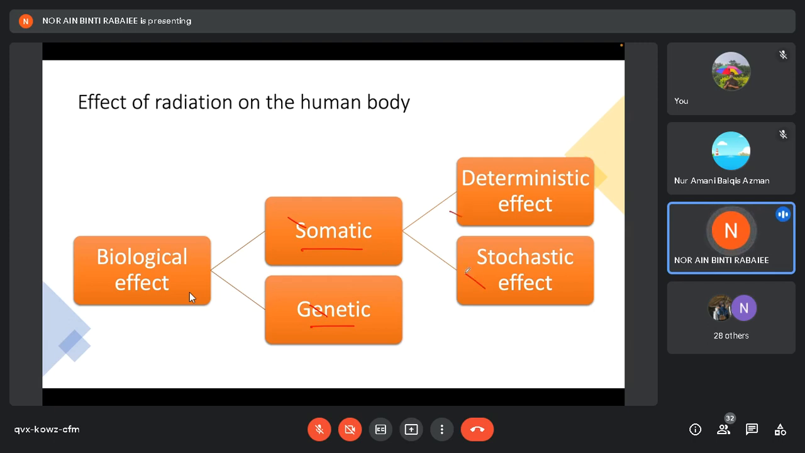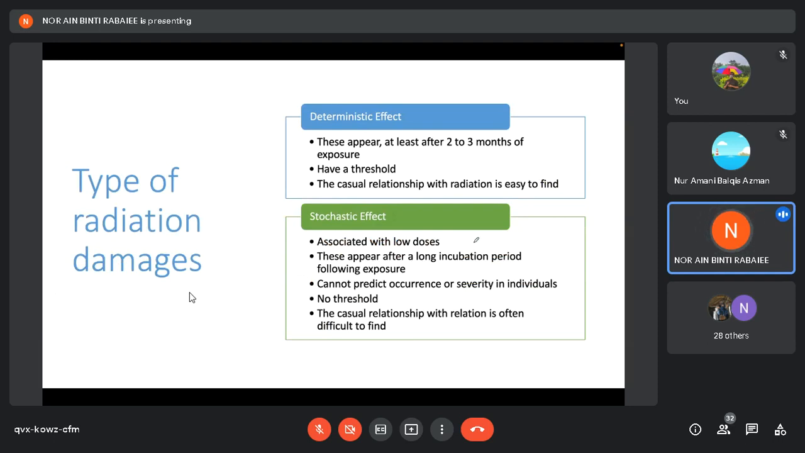The effect of radiation can also be divided into two: deterministic effects and stochastic effects. So what are deterministic effects and stochastic effects? A deterministic effect is an effect that can appear after at least 2 or 3 months of the exposure. You can see the effect of radiation. Maybe for some effects you might not need to wait 2 or 3 months to see the result.